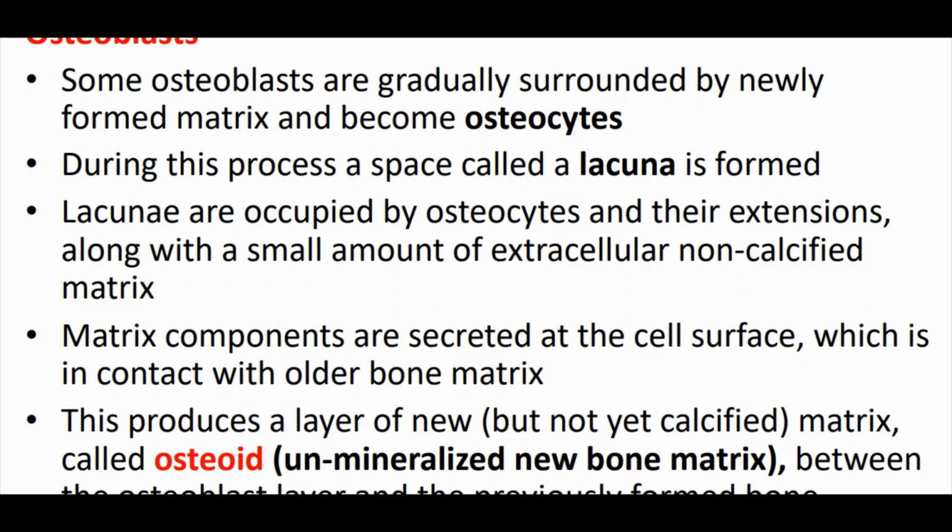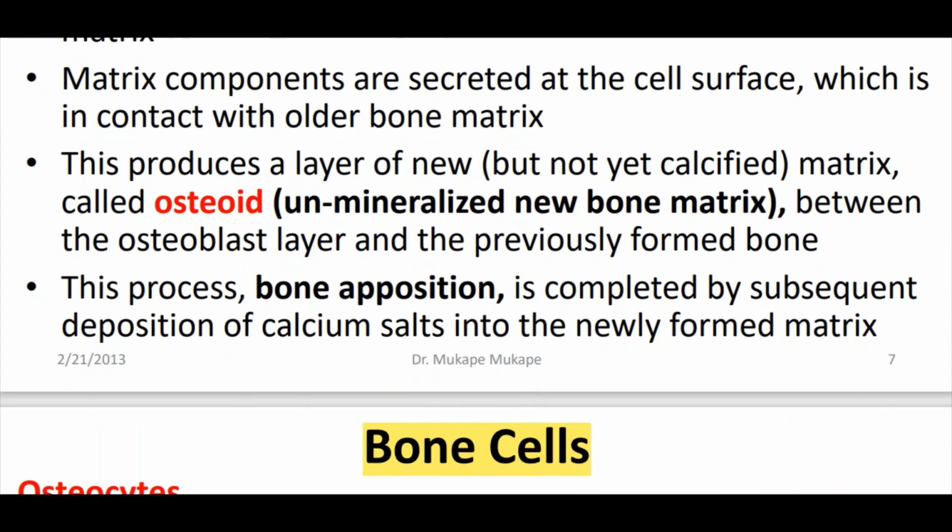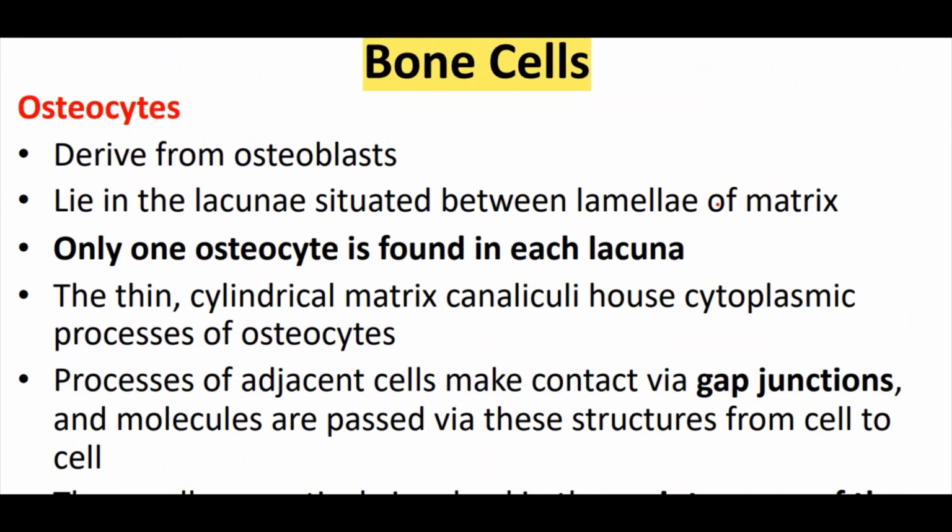Matrix components are secreted at the cell surface, which is in contact with older bone. This produces a layer of new bone, which we've already talked about, which is osteoid. Osteoid is bone matrix that is unmineralized, meaning it doesn't have calcium. This process is what we call bone apposition, or appositional growth. All right. Now let's look at osteocytes.